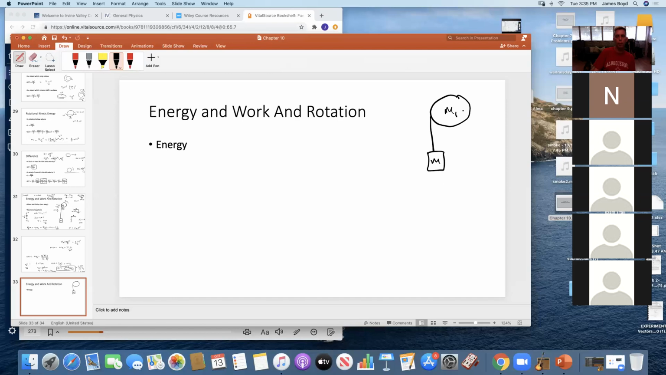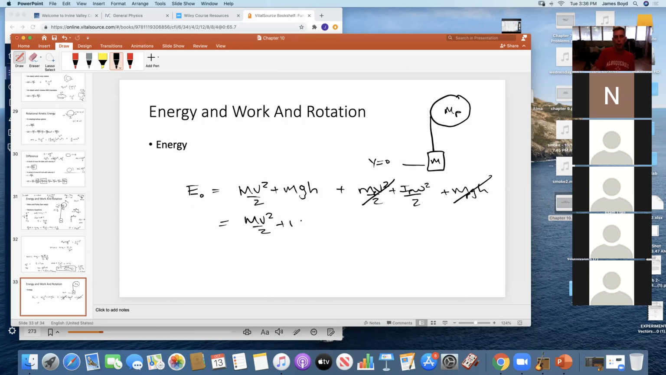Before it starts to fall, I'm going to assume that y is 0 for this guy and y is 0 for him. So I write the energy initially. The initial energy, I have to write mv squared over 2 plus mgh for the block, plus mv squared over 2 for the pulley, plus I omega squared over 2 for the pulley, plus mgh for the pulley. But it has no change in potential energy, so I'm going to get rid of this. And it's not translating. Yeah, they're translating, but the whole thing isn't moving anywhere. So the initial energy is mv squared over 2 plus mgh plus I of the pulley omega squared over 2.